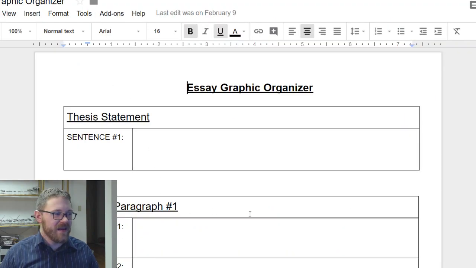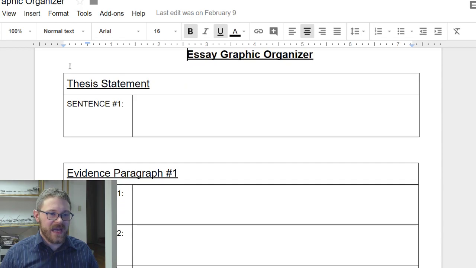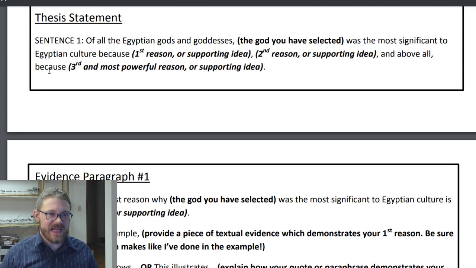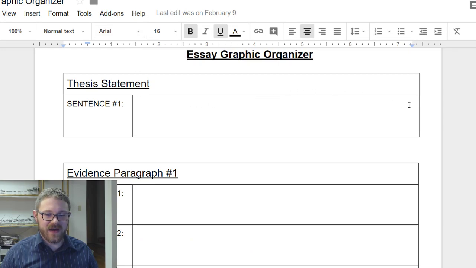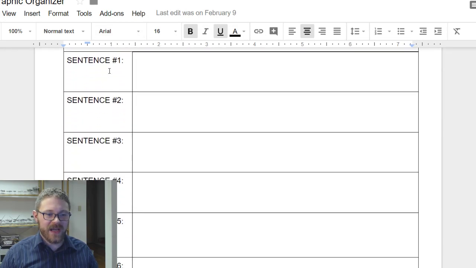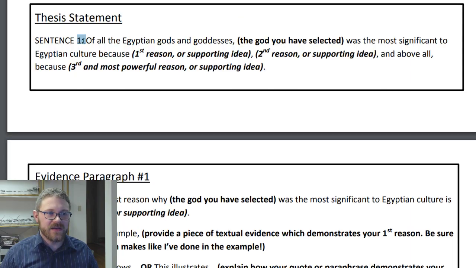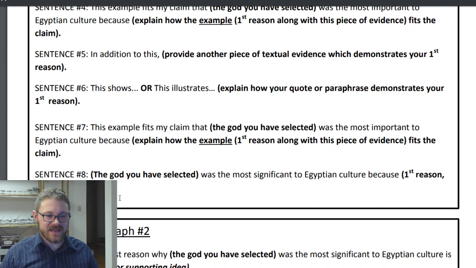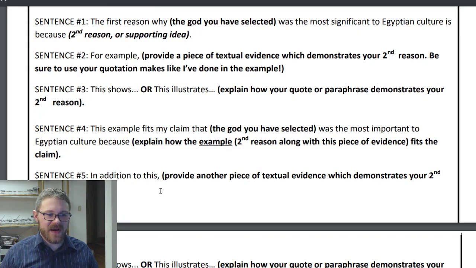Notice that the document I've given you follows it along directly. It starts with the thesis statement, and then you will fill it in. So in here you'll write, "Of all the Egyptian gods and goddesses." Evidence paragraph 1 has a corresponding blank box for each of the sentence starters. Same thing for evidence paragraph 2.